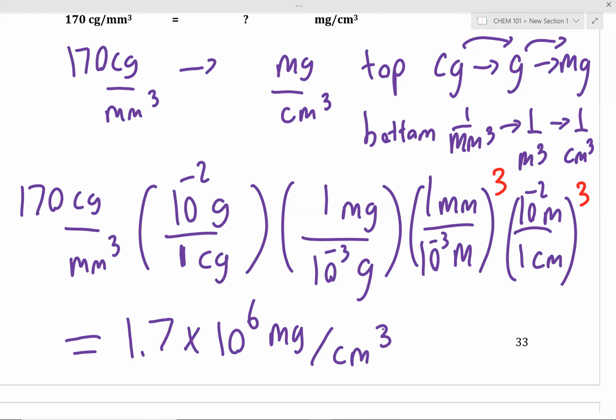Okay, so let's show how we do this in the calculator. What's the first number that we're going to enter? 170. Okay, so we have 170 in our calculator. That's easy. What are we multiplying it by? Yep, 10 to the negative second. So we multiply it by 1 EE negative 2. So you should get 1.7. Again, you're getting 1 EE negative 2. Everyone okay so far with that?